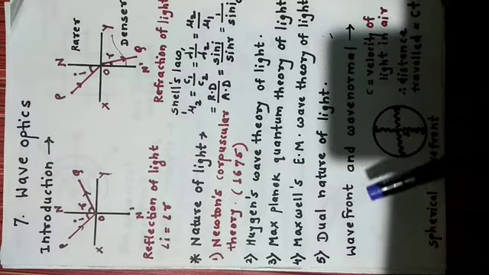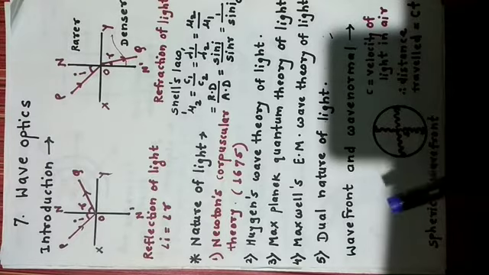So in order to explain this, Huygens proposed that there is a medium called luminiferous ether, and this medium is present everywhere.